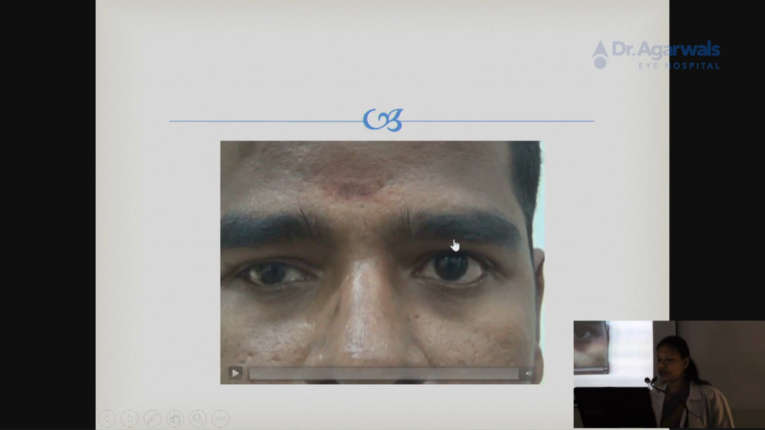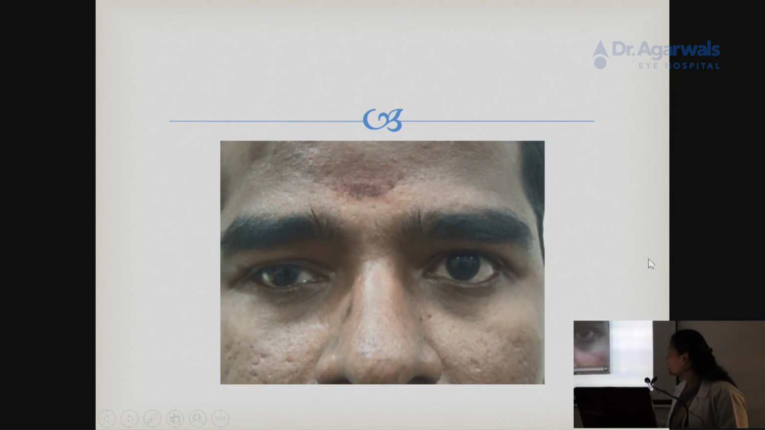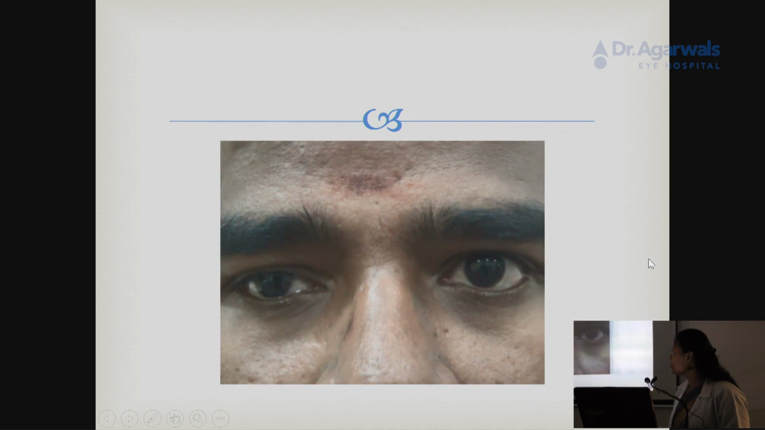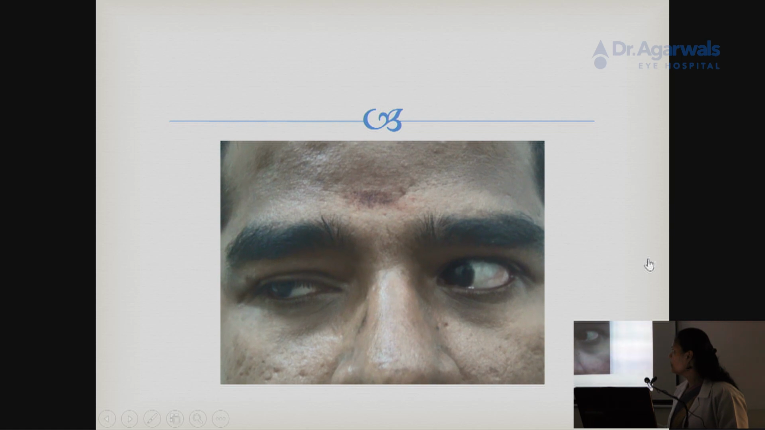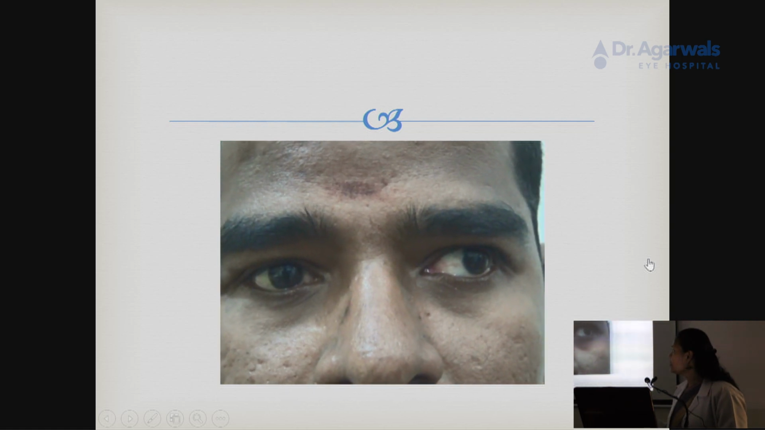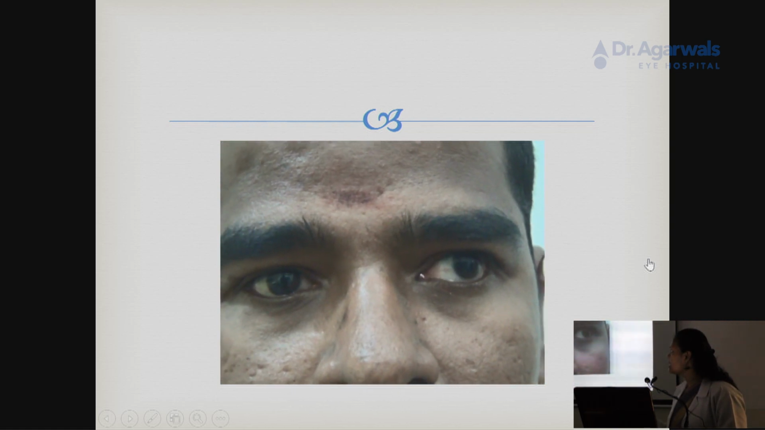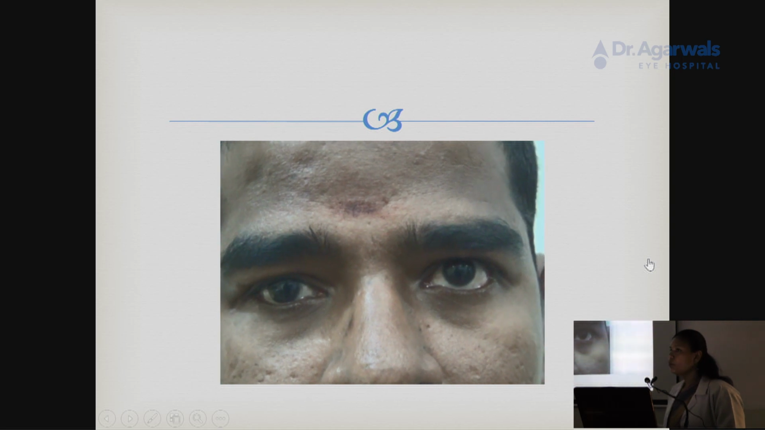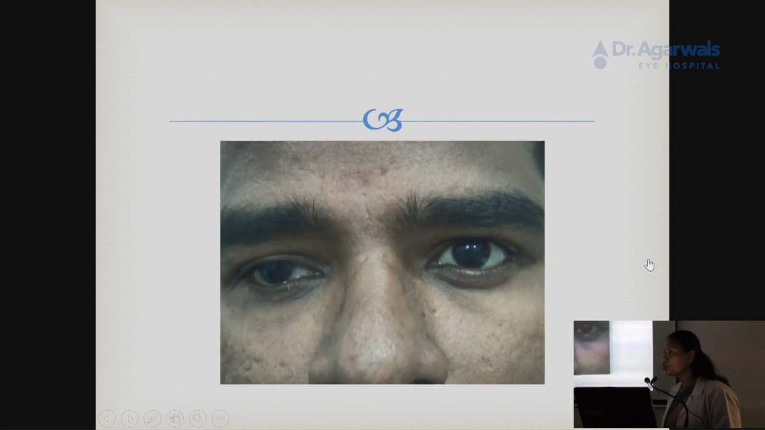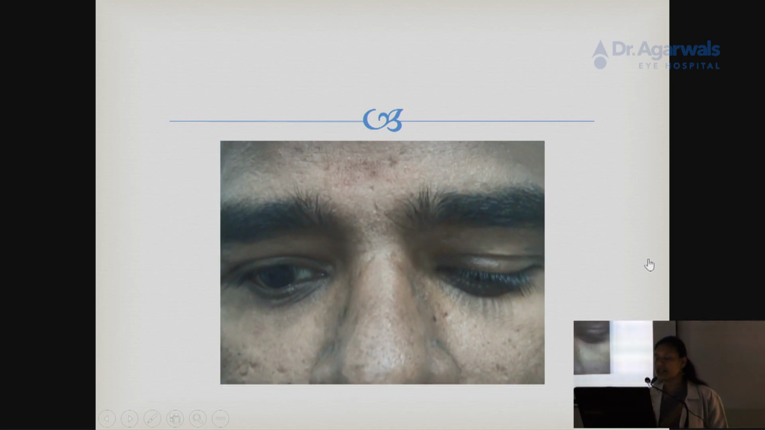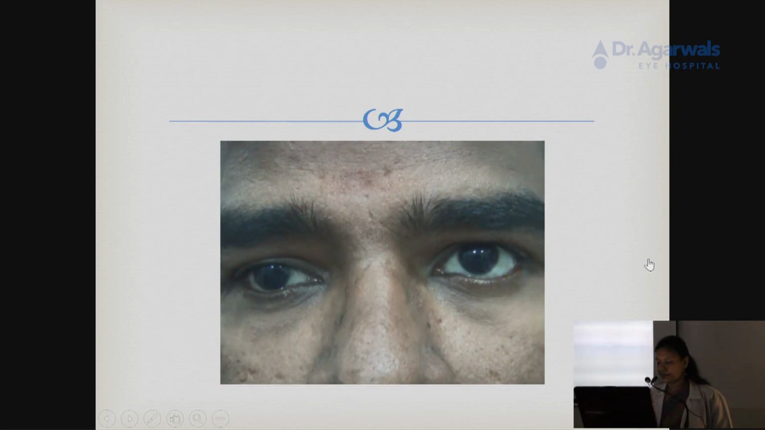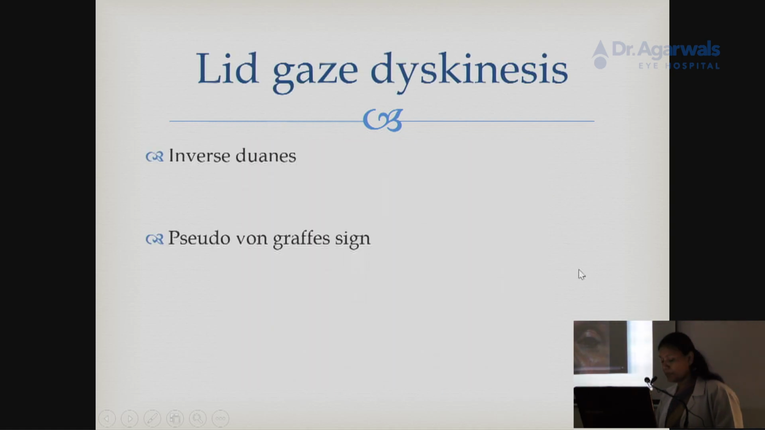This is one other case of a third nerve misdirection. You can see there is a partial ptosis. The patient is abducting, no issues. When the patient is trying to adduct, you can see there is widening of the palpebral fissure, which is called inverse Duane. And looking down, there is a lid lag, which is called pseudo-von Graefe's sign. So this is one other case of a third nerve misdirection.